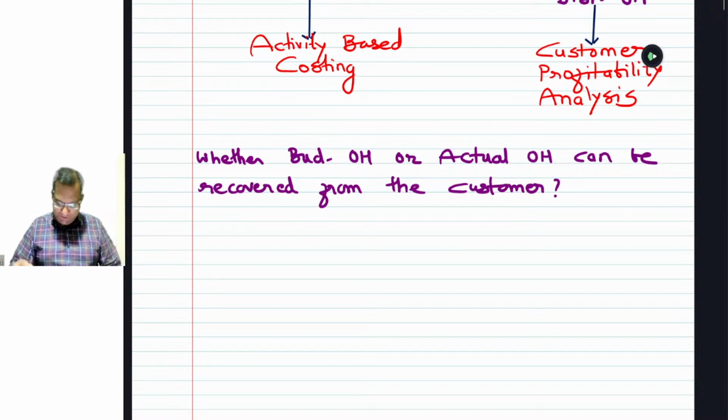What about other students? Jyoti, Sandhya, Divedi, Pradeep, Shijesh, Sudhir. Please communicate your answer. Rashmi. Which overhead can be recovered from the customer? All these are the basics that are required to get conceptual clarity in this particular topic. That's why I'm asking you the basics of activity-based costing.